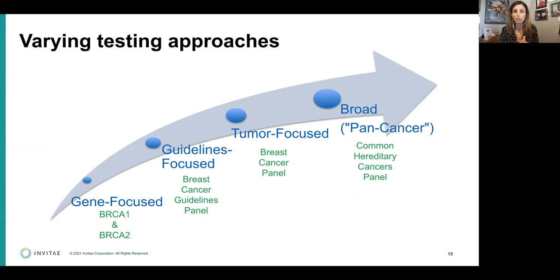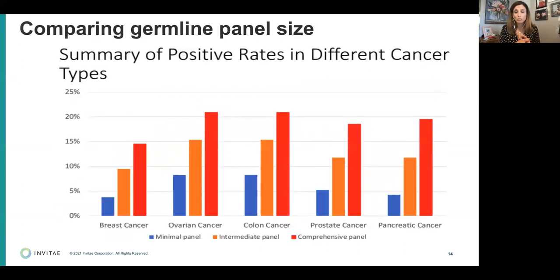personal or family history. And what research has shown is that as your panel becomes more comprehensive, your positive rate of identifying variants increases. So when we look across the most common cancer types of breast, ovarian, colon, prostate, and pancreatic, and we do a minimal panel, so a smaller, for example, guidelines-based panel in the specific disease, our variant detection rate can range anywhere from 4 up to about 9%.